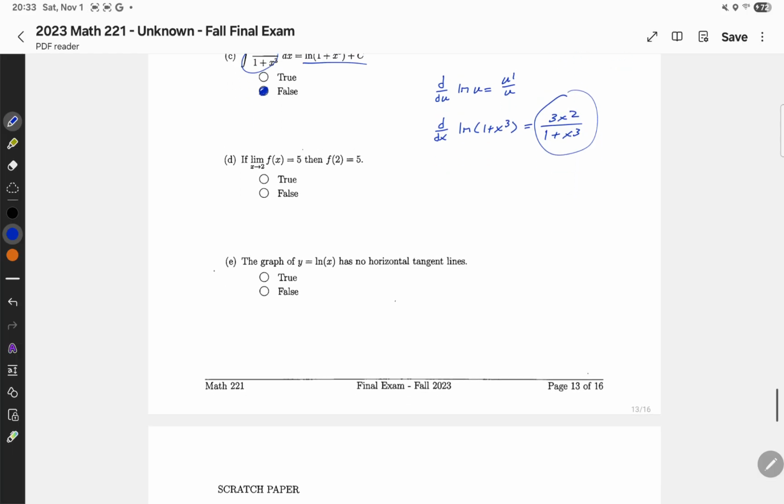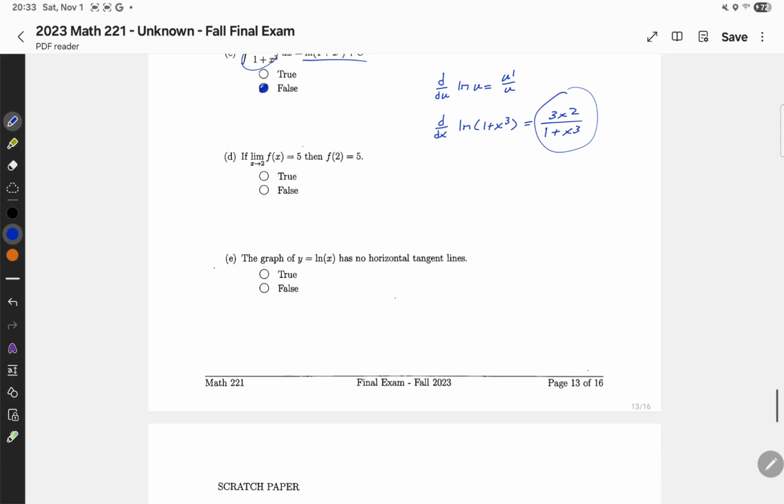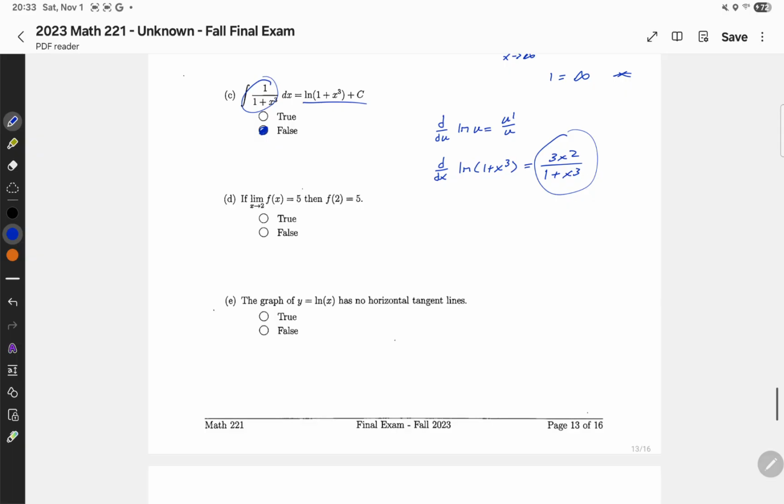Moving on to part D, if the limit as x approaches 2 of f of x is 5, then f of 2 is equal to 5. Now, this will be true a lot of the time with our nice continuous functions, but let's say we have a function like this, where it's a line, we undefine it right there and put a point up here, and then we keep going and say this happens at x equals 2. Well, the limit is going to be down here, but of course, our actual value is up here, so this is false. This is not always true.